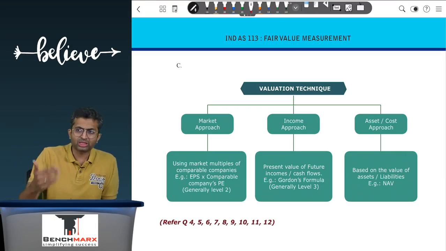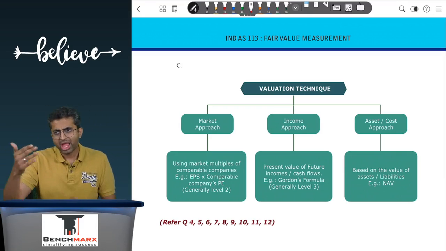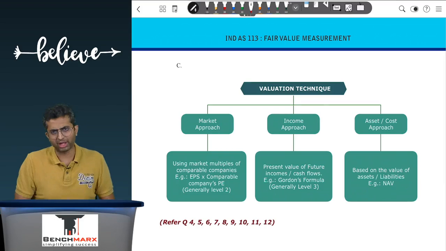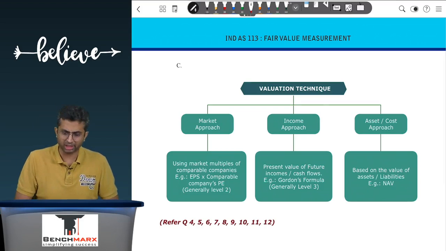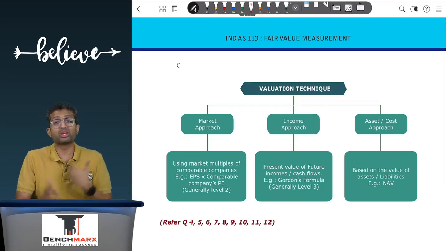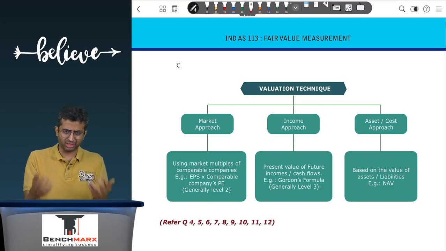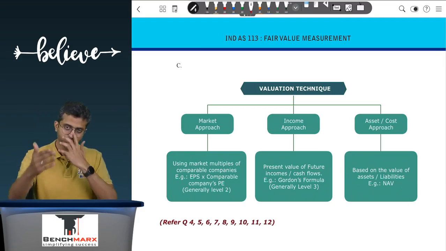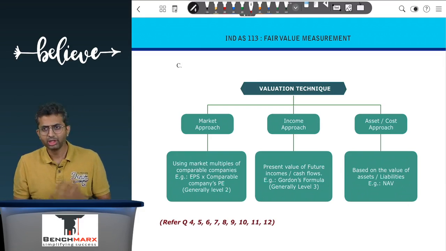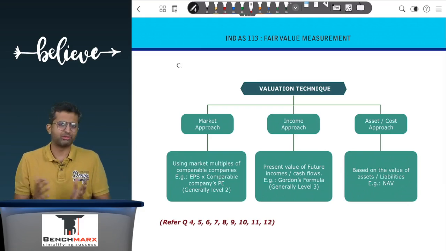Income approach, where you take the present value of the future cash flows and the terminal value to find the value today, which is usually a level 3 category input. And then asset or cost approach, where you typically take the net assets. Again, that can be level 1, 2 and 3 depending on whether the assets, like for a mutual fund, are all quoted, whether the assets are level 1, level 2, level 3 category, etc.